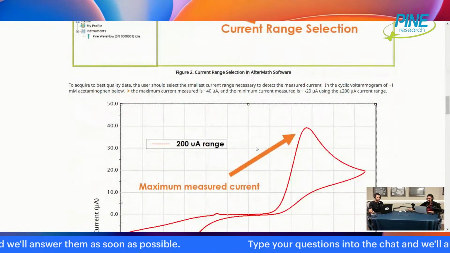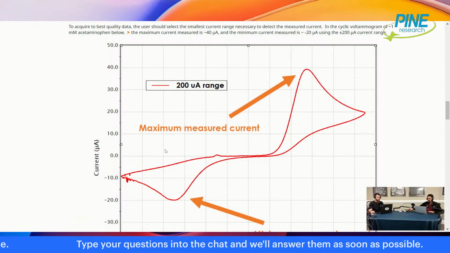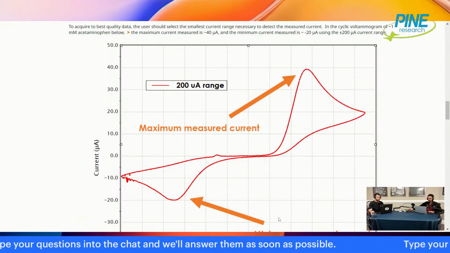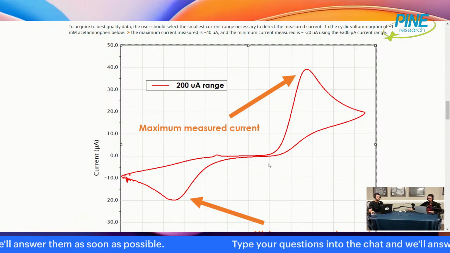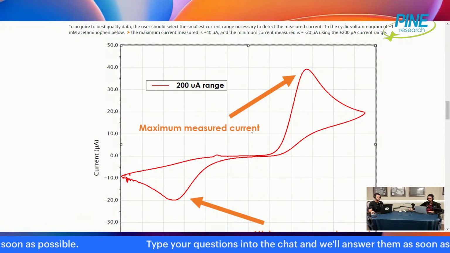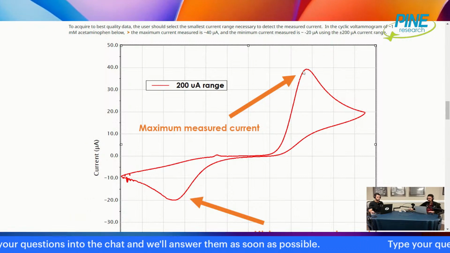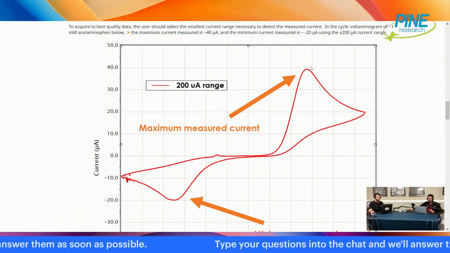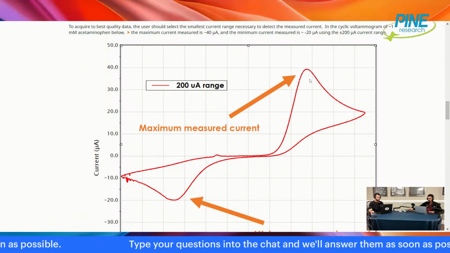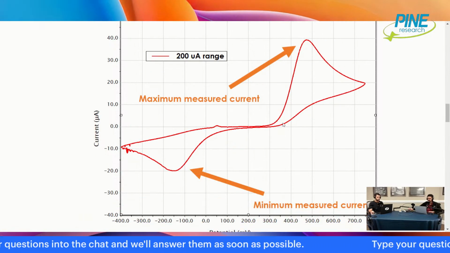And so what you want to ideally do, in a cyclic voltammogram, I'm here on the 200 microamp range, and this is good. I'm able to see everything. This is actually just some children's Tylenol, acetaminophen in solution, and I'm getting peak currents close to 38 to 40 microamps on the anodic, and then maybe like minus 20 microamps on the cathodic.